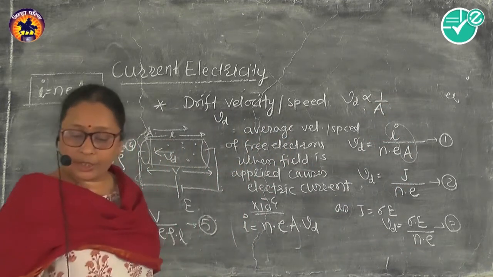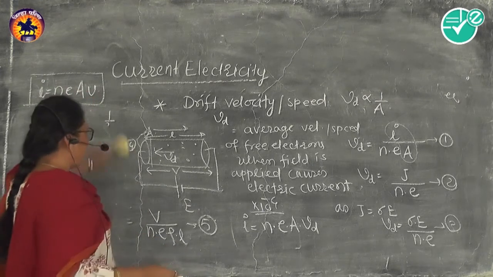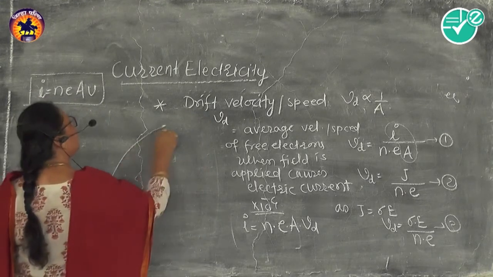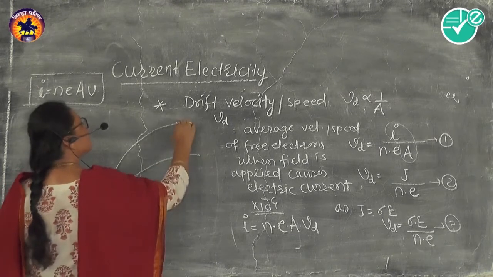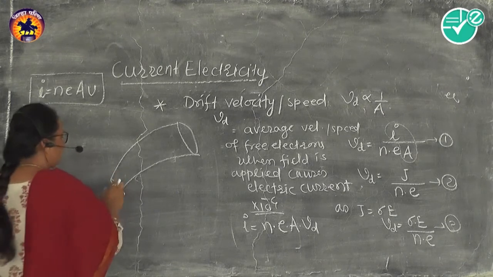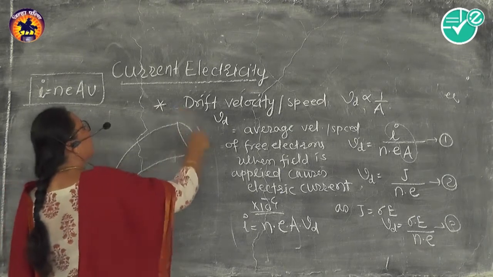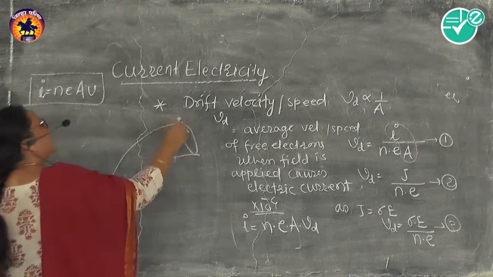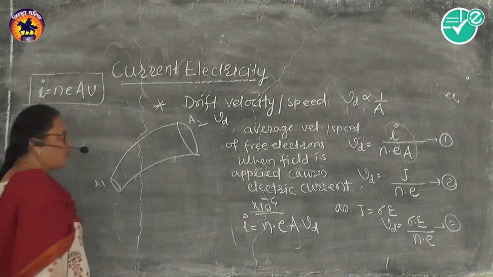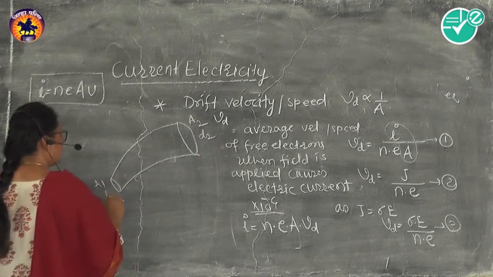But for this condition we have to remember that if we use a conductor, and that conductor is the same conductor with different area of cross section or different thickness, meaning the same conductor is having a smaller or less thickness at this position and larger thickness at this position, that means this is having area A2 and here the area of cross section is A1.